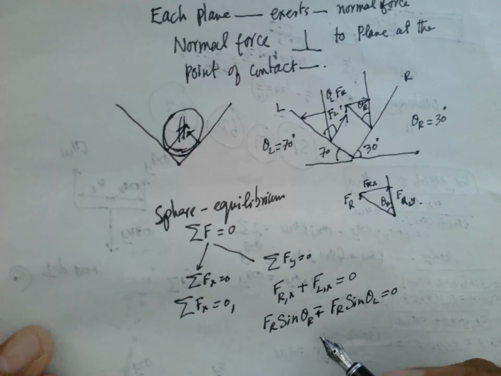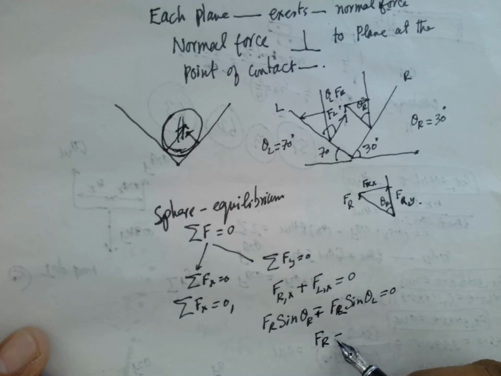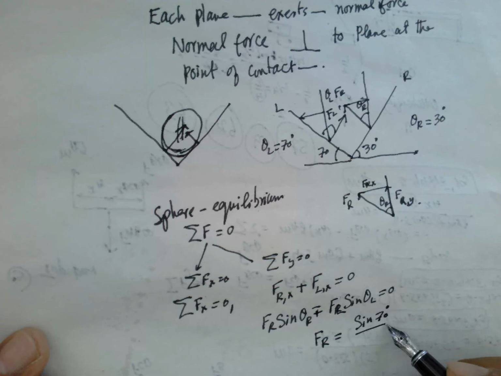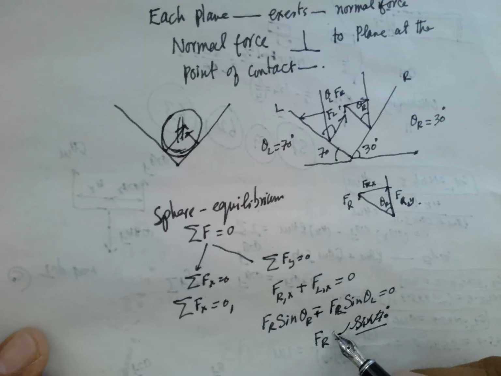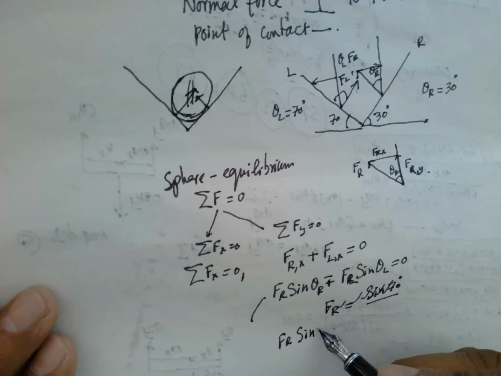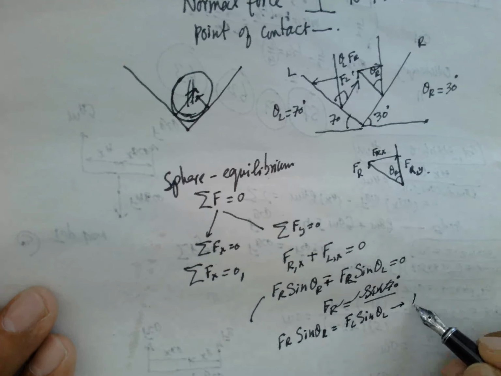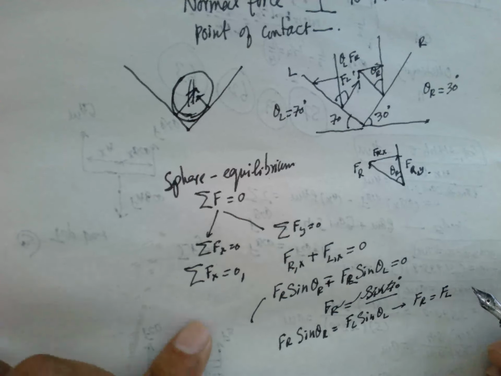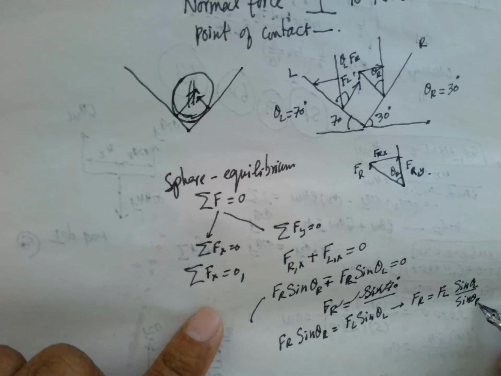So if you simplify this one, F_R sine of theta R is equal to F_L sine of theta L. From here, F_R is equal to F_L into sine of theta L over sine of theta R. So this is equation 1.